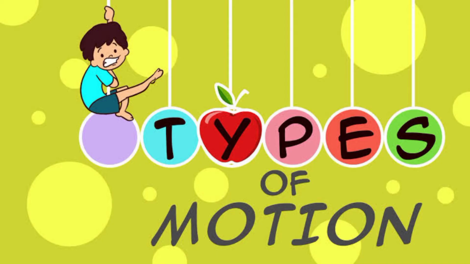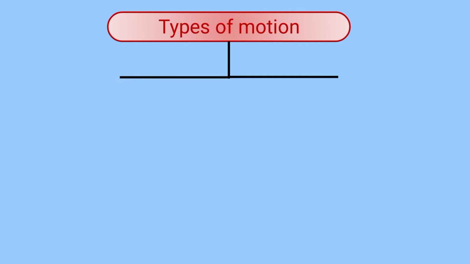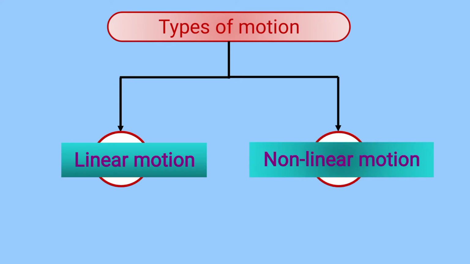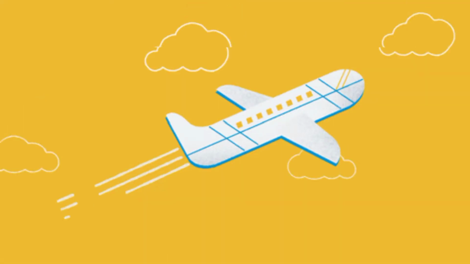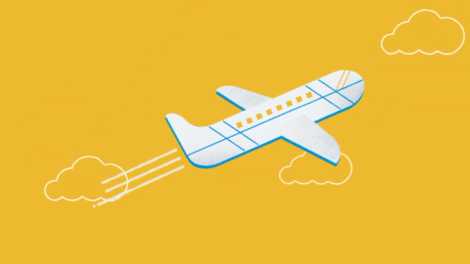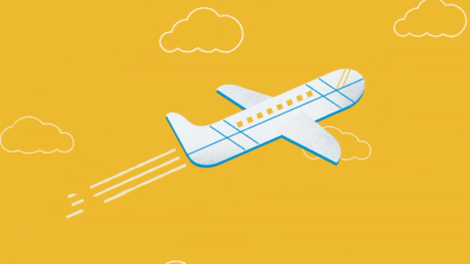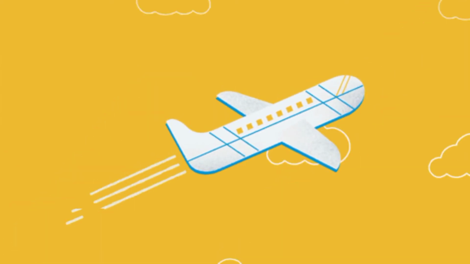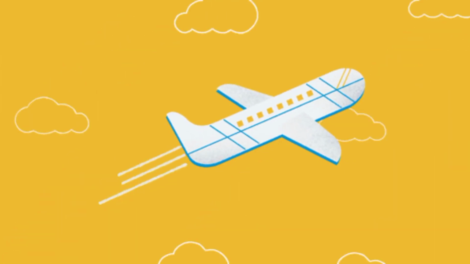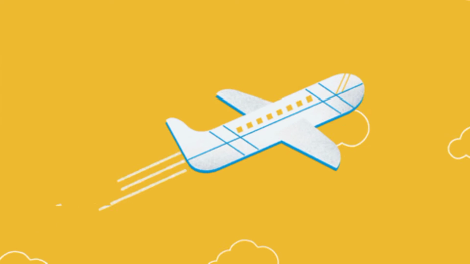Let us study the types of motion. There are mainly two types of motion. The first one is known as linear motion and the second one is non-linear motion. Now we will see what is meant by linear motion. Here you can see an aeroplane is moving. If you see the movement of the aeroplane, it's moving in one direction, not coming backward. It has gone in one straight path.